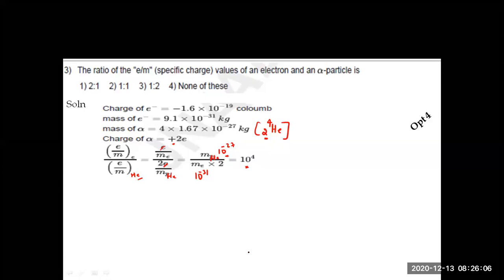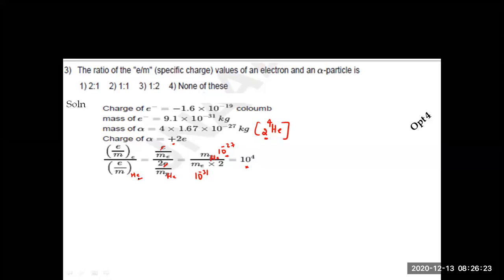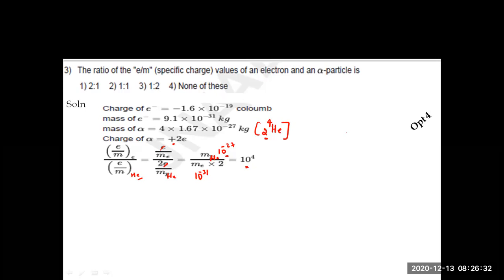Sir, it should be E by m, no, sir? E by m of electron divided by E by m of helium. You have to take electron as a separate particle and helium as a particle separately. Not the electron from the helium, something like that. Oh, okay, sir. Thank you. You have removed the electron from the helium, and you think that there is no electron at all. Why do we need to worry about it? So there are 2 particles here, electron and helium nucleus, like that.